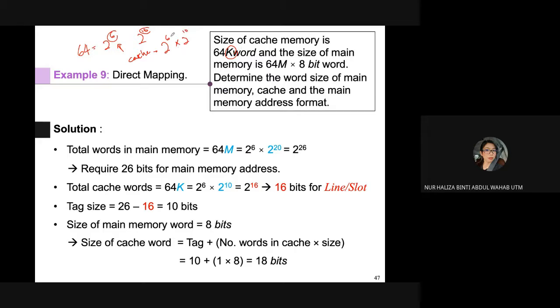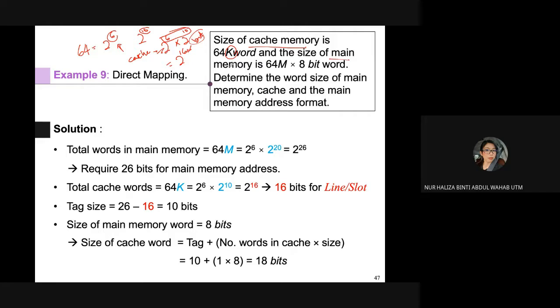So up here it will add, it's mathematics, right? If I were to teach, you all are smarter. So that's why you will get to the power of 16. And the 16 will be the bits for your line or slot. Now you know about your cache memory.